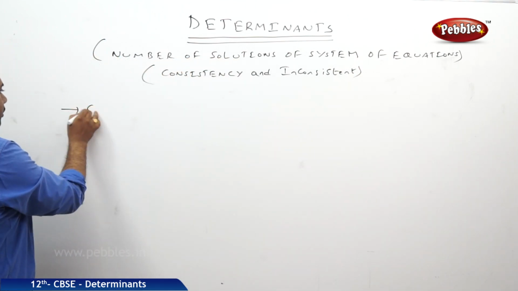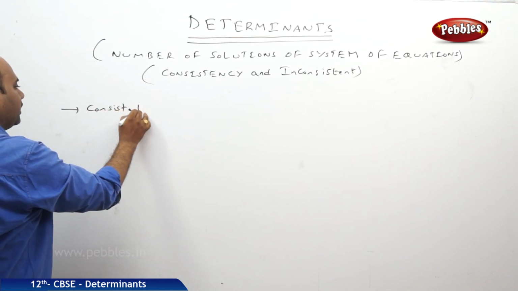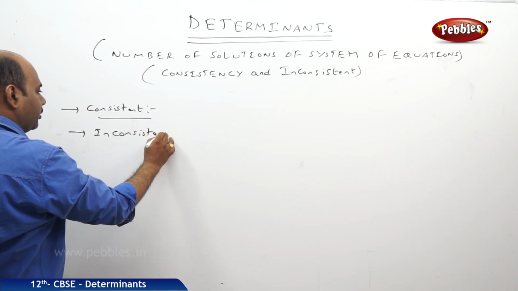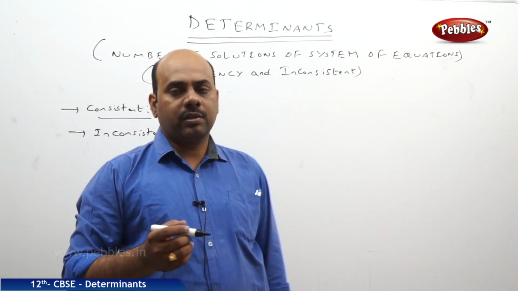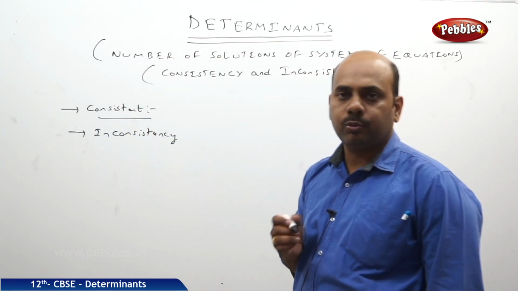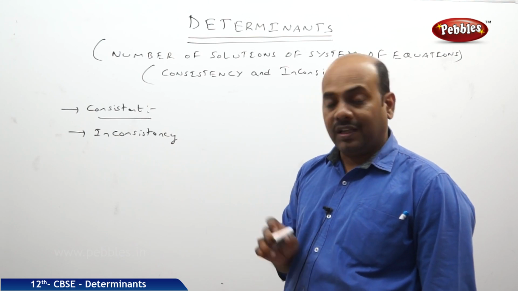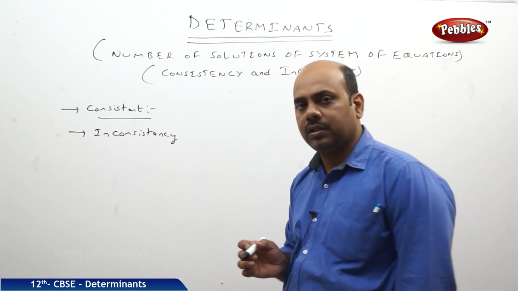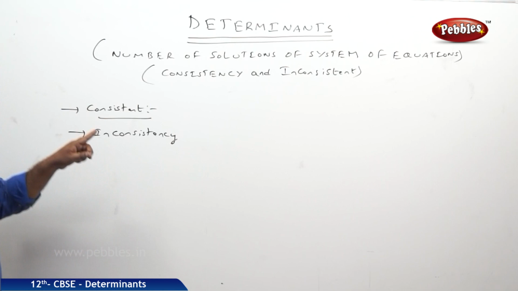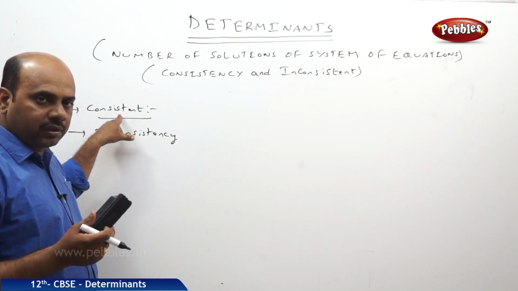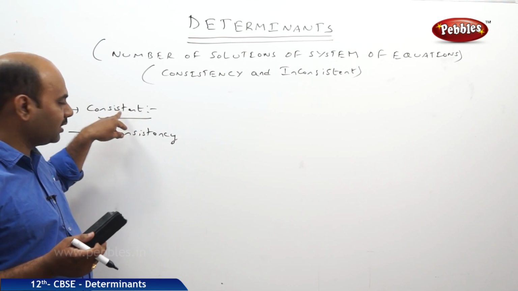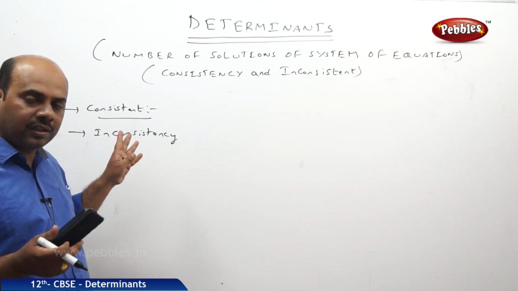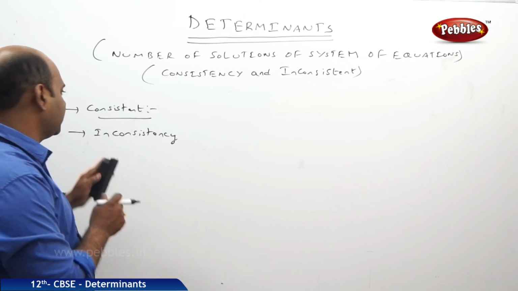So first of all you need to know what you mean by consistent and what you mean by inconsistency. System of equations are said to be consistent if it possesses a solution, and inconsistent means if it does not possess a solution. So I think it is clear. Whenever a system of equations possesses a solution, we call that system consistent. Whenever the system of equations does not have a solution, we call the system inconsistent.